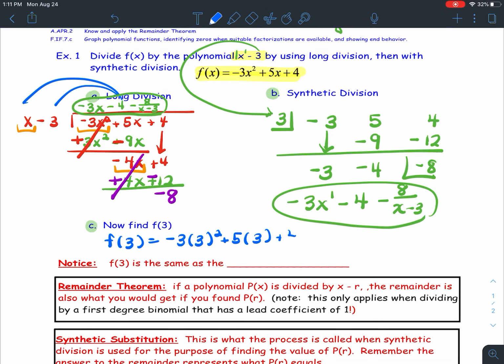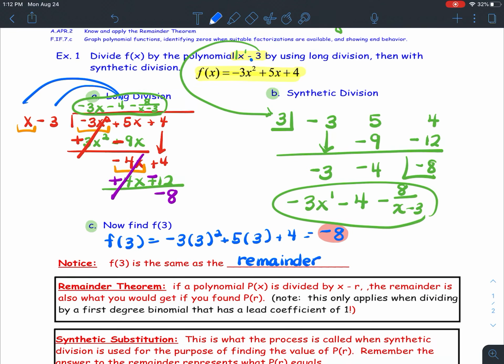Okay, so now this is asking us to just do direct substitution, find f of 3. What they're wanting us to do is substitute a 3 in for all of the x's. When we do that, we get -8 back out. And so my question to you is, what do you think that -8 is representing? If you look back at when we did the problem, either long division or synthetic division, what we got as -8 was our remainder. So f of 3 is the same thing as the remainder.